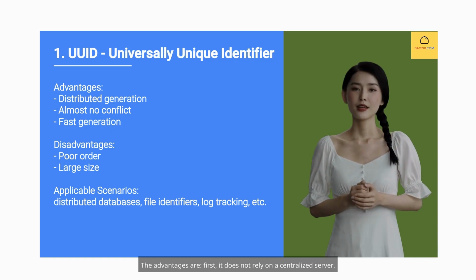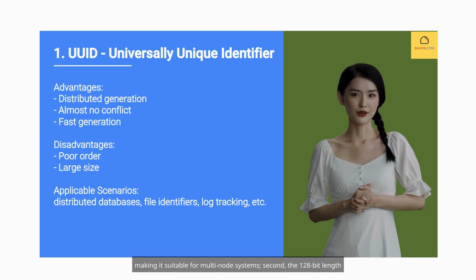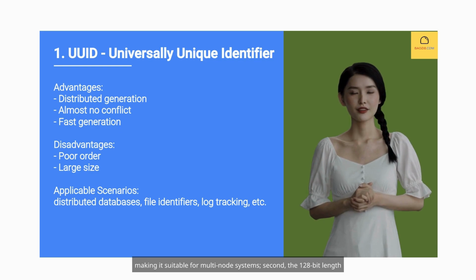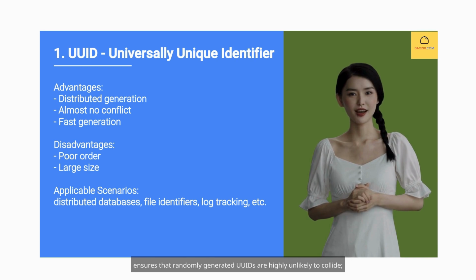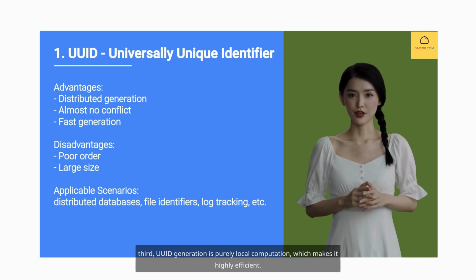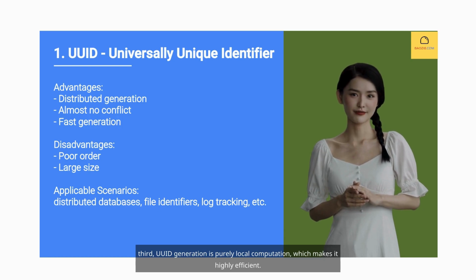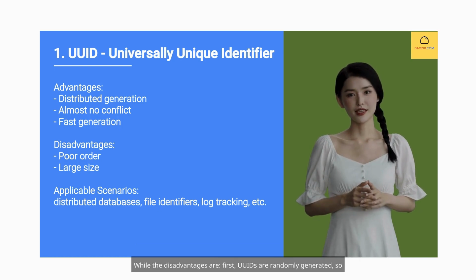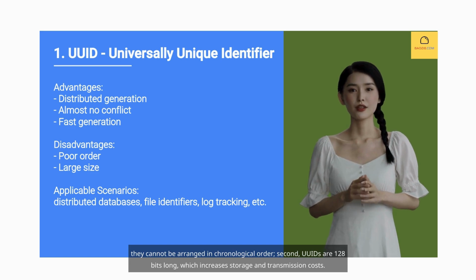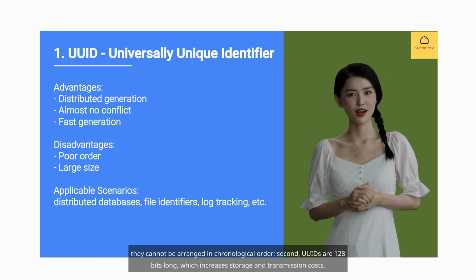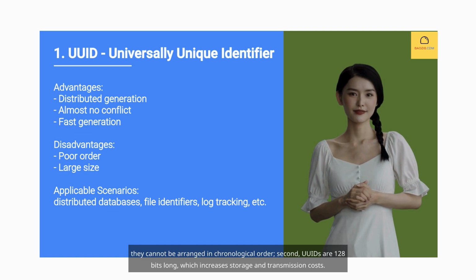The advantages are: first, it does not rely on a centralized server, making it suitable for multi-node systems. Second, the 128-bit length ensures that randomly generated UUIDs are highly unlikely to collide. Third, UUID generation is purely local computation, which makes it highly efficient. While the disadvantages are: first, UUIDs are randomly generated, so they cannot be arranged in chronological order. Second, UUIDs are 128 bits long, which increases storage and transmission costs.